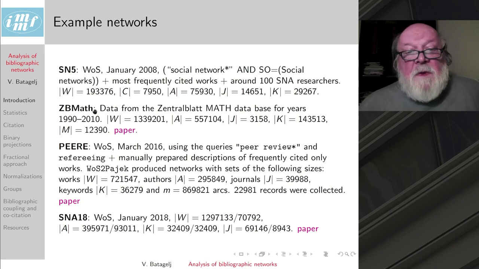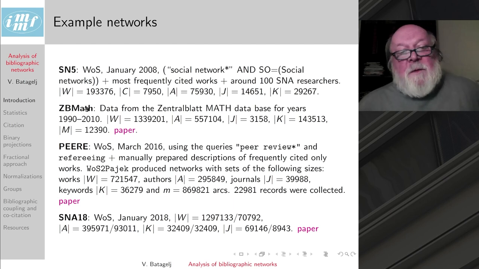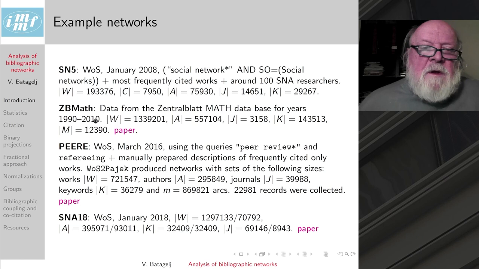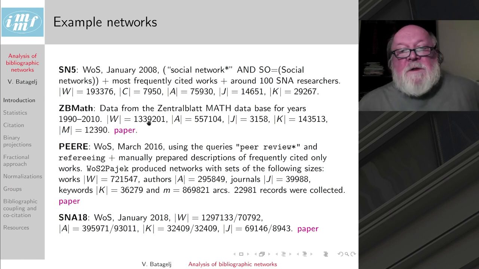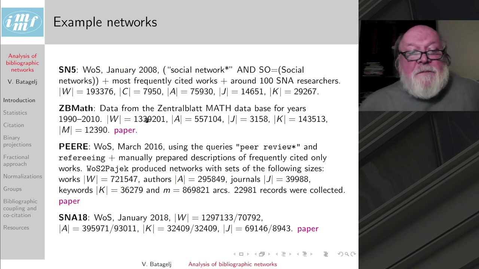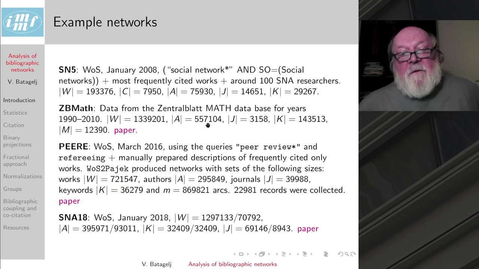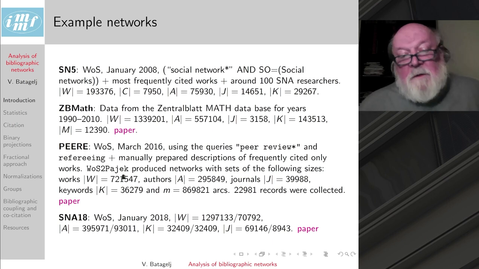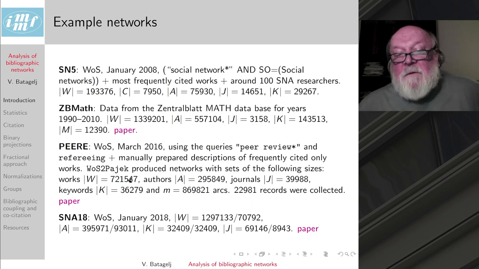The other one is information about mathematical papers from Zentralblatt of mathematics, for the years from 1990 to 2010. Here we have more than 130,000 different works, and more than 500,000 authors. Then another network is PRI. This is a network on the topic of peer review. Here we have over 700,000 works, and almost 300,000 authors.